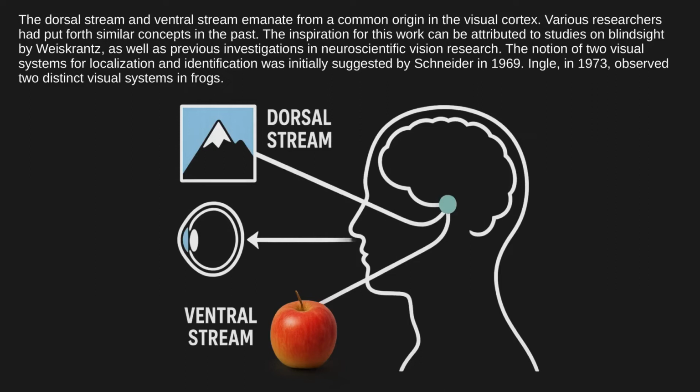The dorsal stream and ventral stream emanate from a common origin in the visual cortex. Various researchers had put forth similar concepts in the past. The inspiration for this work can be attributed to studies on blindsight by Weiskrantz, as well as previous investigations in neuroscientific vision research. The notion of two visual systems for localization and identification was initially suggested by Schneider in 1969. Engel in 1973 observed two distinct visual systems in frogs.